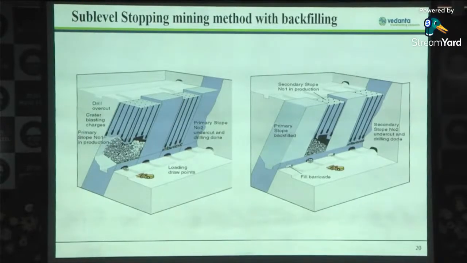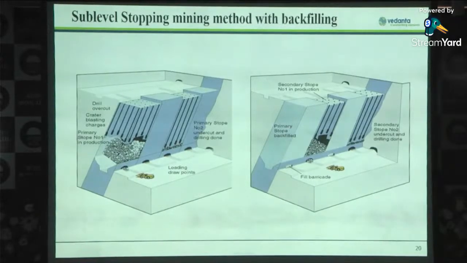So this is the concept of remote LHD. After the complete mining of this primary stope, we are backfilling the primary stope with the help of paste filling. And after the primary backfill, we are going to mine the secondary stope. So with the help of paste filling, we can recover the secondary stope, also known as the rib pillar in the coal mine and some metal mines.